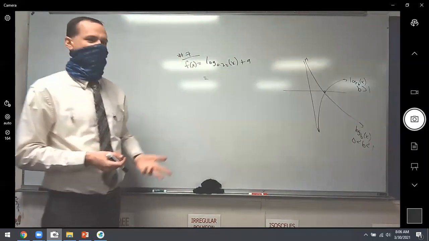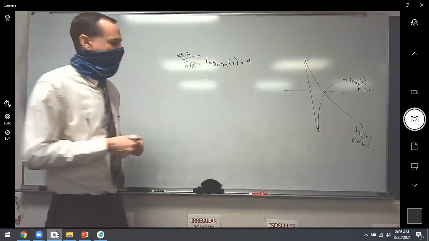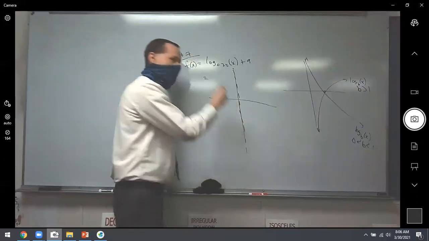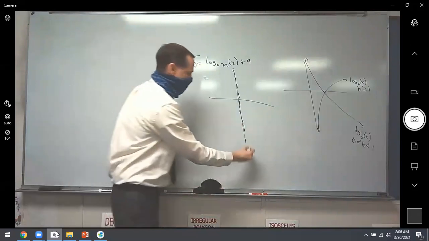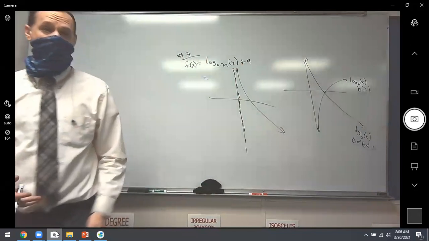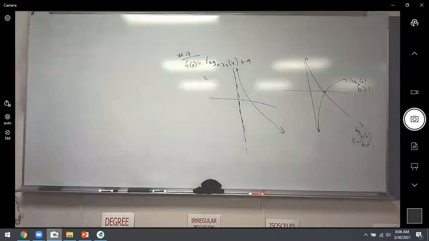Now, the +9 doesn't really do much. It just moves things up 9. So in the end, it'll still hug this axis, only it's not going to start down and go up. It's going to go up and go down like that. So there's the picture of it, roughly. Do you all have a picture like that-ish? Okay, so jot that down, put it on your little graph.